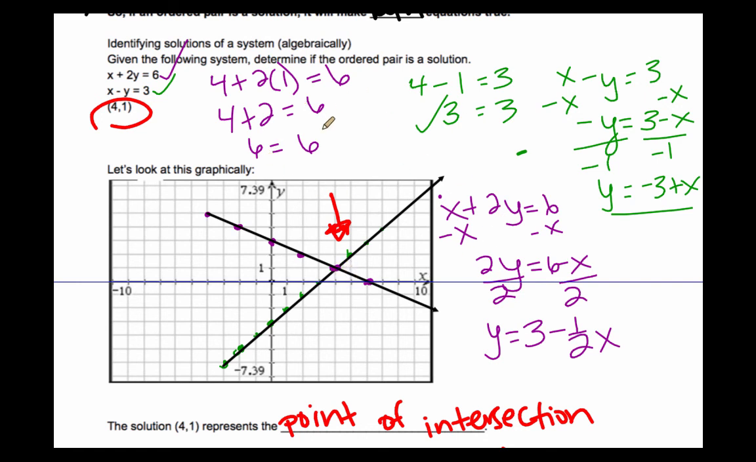And you can always plug that intersection back into both equations to double check that it is true, that it works. All right, see you in class.